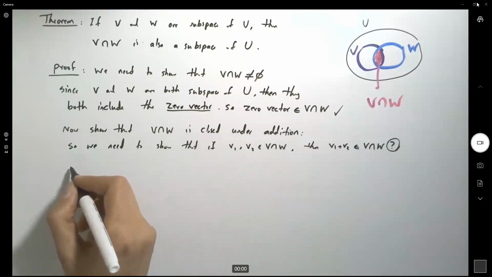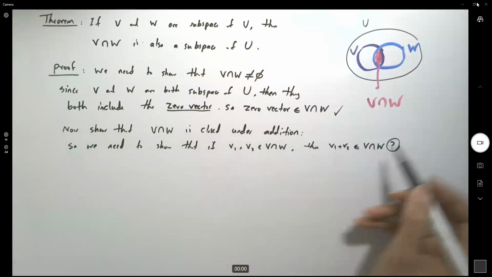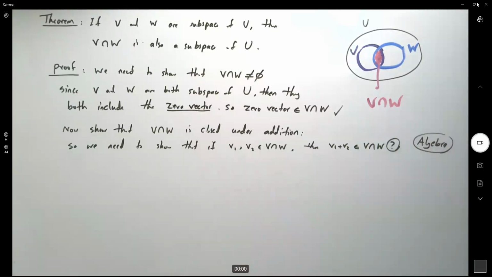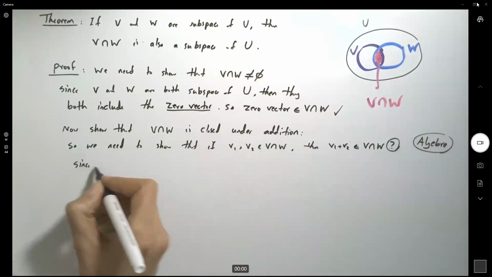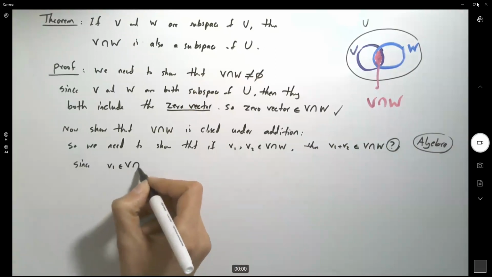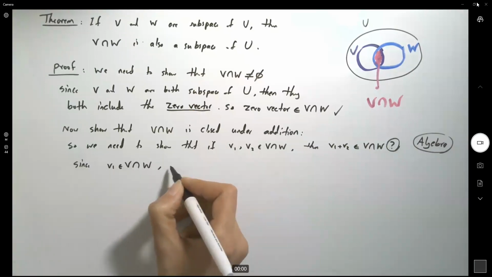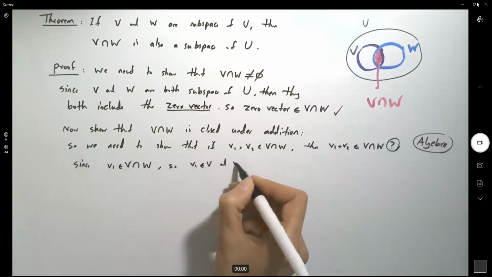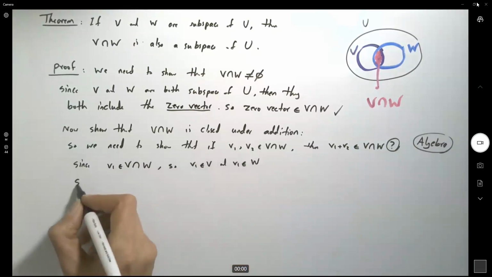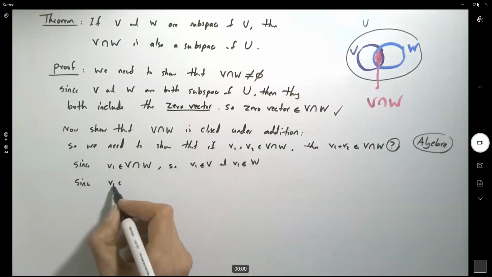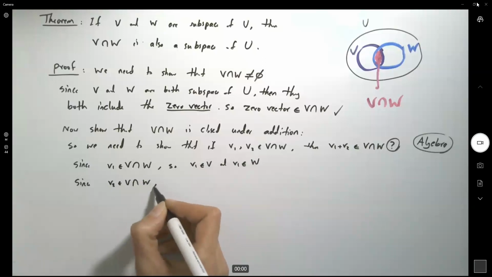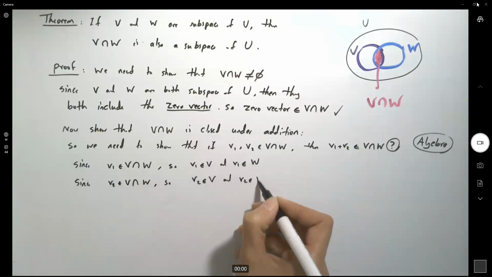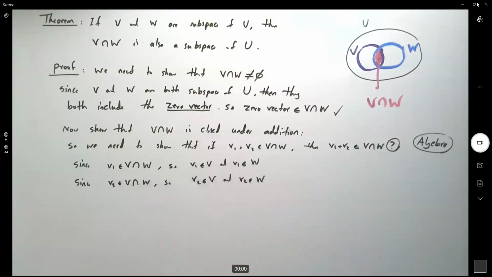Very good. We're going back to the properties of intersection that you learned in elementary algebra. Since V1 belongs to V intersection W, we conclude that V1 belongs to V and V1 belongs to W. Again, since V2 belongs to the intersection, it means that V2 belongs to V and V2 belongs to W. Very good.